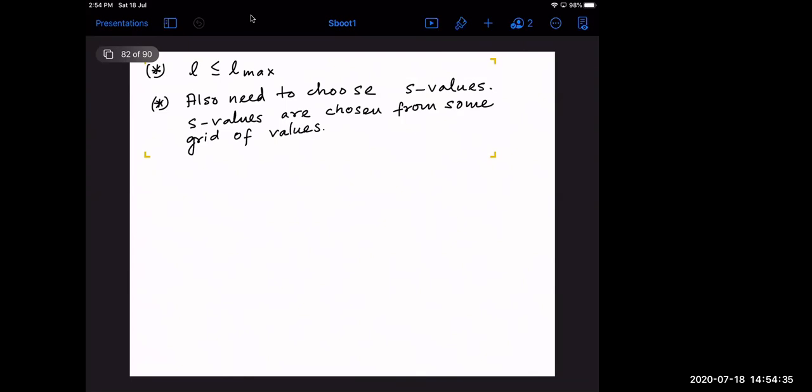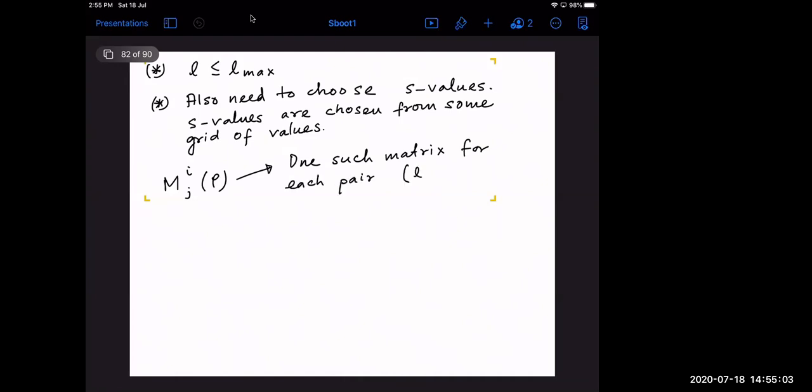So now I have a matrix rho, but then rho is also a function of S. We'll see how these are chosen. So there is one such matrix for each pair LS chosen as above.